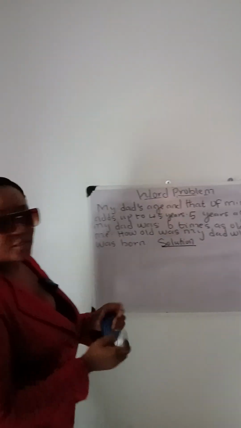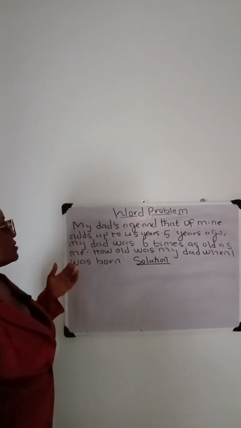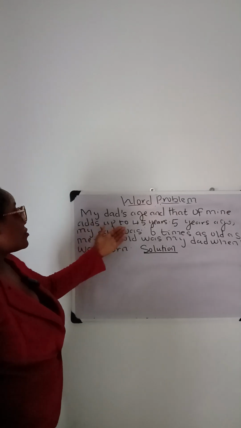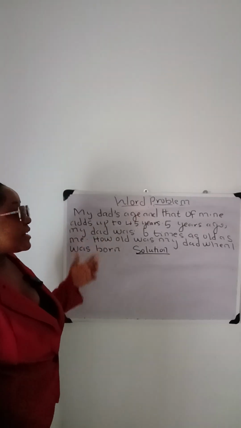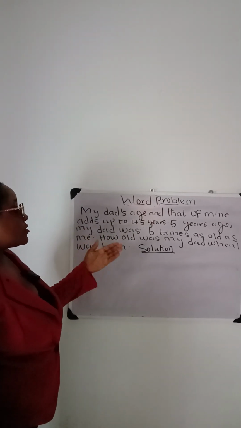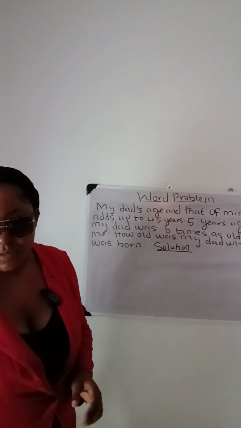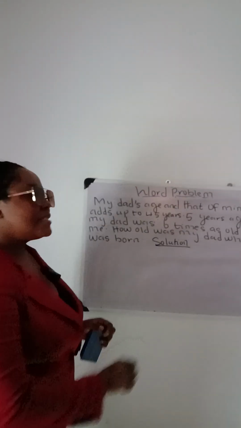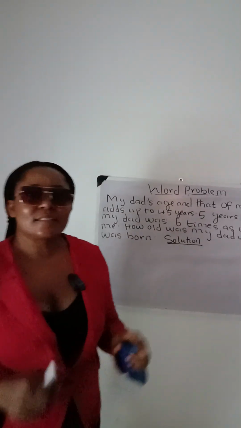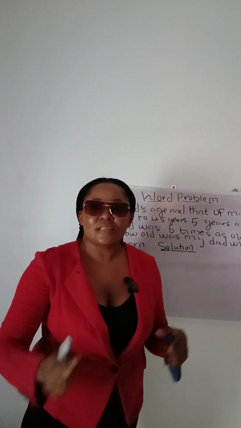Now the problem here says that my dad's age and that of mine adds up to 45 years. 5 years ago, my dad was 6 times as old as me. How old was my dad when I was born? So now let's let X and Y represent me and my dad's age respectively.